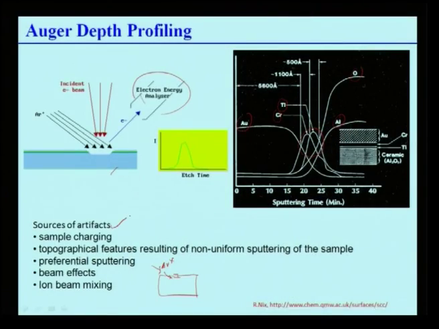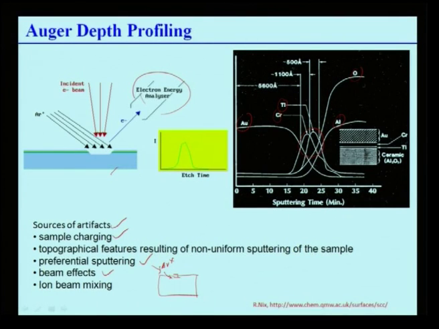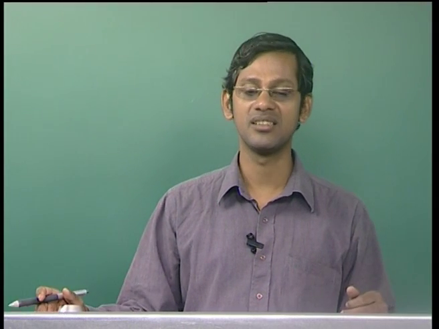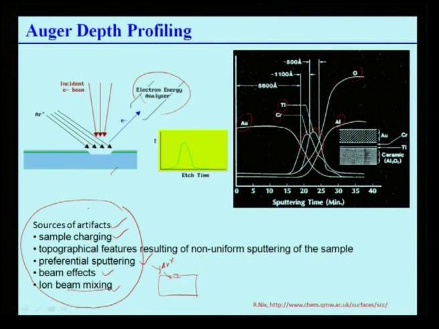Well, it looks like a very simple and very interesting method, but it has a lot of problems. It can lead to different artifacts. It can lead to sample charging because of the sputtering. It can lead to topographical features resulting from non-uniform sputtering of the sample. It can even lead to preferential sputtering, depending on the element present. Some elements sputter easily, some sputter less easily. Then there are beam effects like argon ion beams, and most notably ion beam mixing, because you are bombarding with argon ions, which can lead to mixing of two different elements or layers, and that can modify the results. So one must remember these are the problems in AES depth profiling. Otherwise, this is a very nice technique.